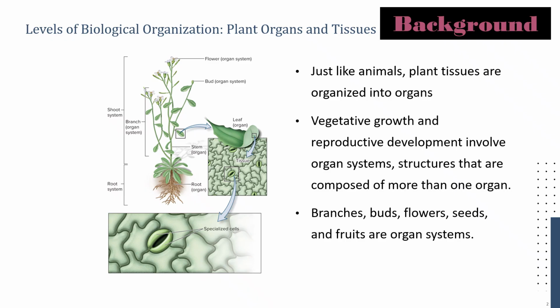Plants are, of course, organized into different tissues that come together into organs and then organ systems. Just to give you an idea of the different types of organ systems in a plant, we have two major systems. We've got our root system, which is made up of roots that are an organ, of course, made up of tissues that are going to help with absorption and getting nutrients. And then we've got our shoot system, which is made up of several smaller systems, including our flower system, buds, branches, and stems.